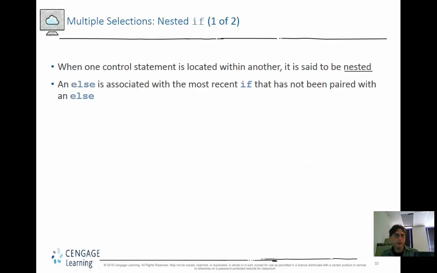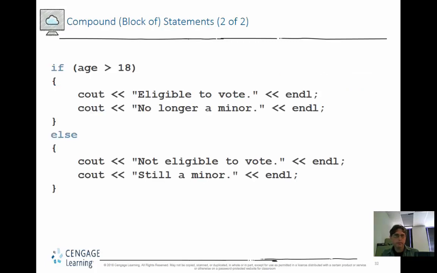I wish they had the full example in here. Like this. So if you had an if statement like if age is greater than 18, and you wanted to output 2 lines there, these 2 cout statements. Cout eligible to vote and cout no longer a minor. Else, if that was false, output these 2 lines. Not eligible to vote and still a minor, right? So you have to do it like that.